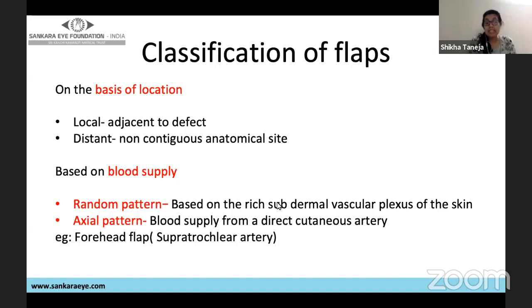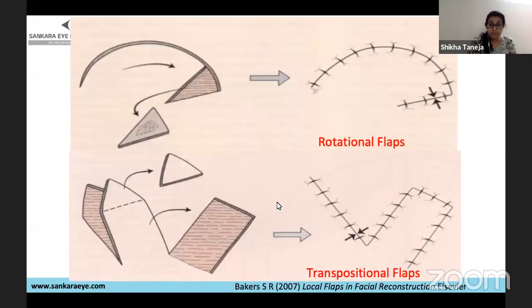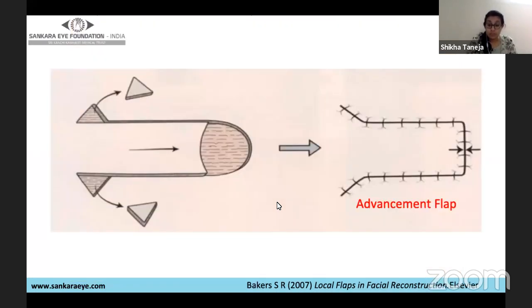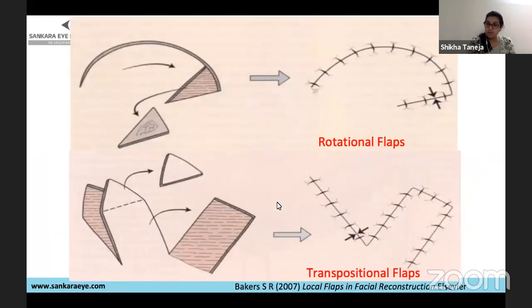Random pattern has a subdermal vascular plexus, so that is the supply to it. According to the types, again, we can see rotational flaps, transpositional flaps, and we do have advancement flaps. So what happens in rotational flaps?